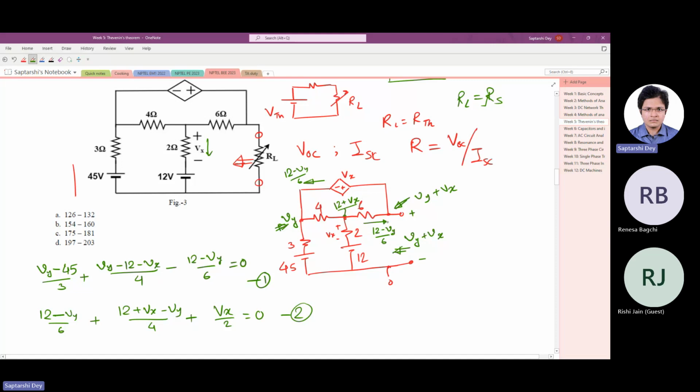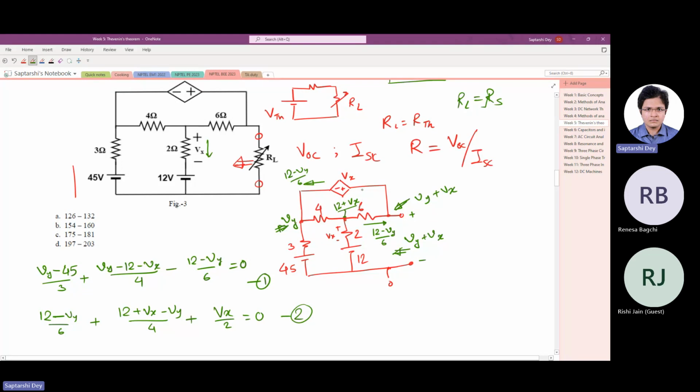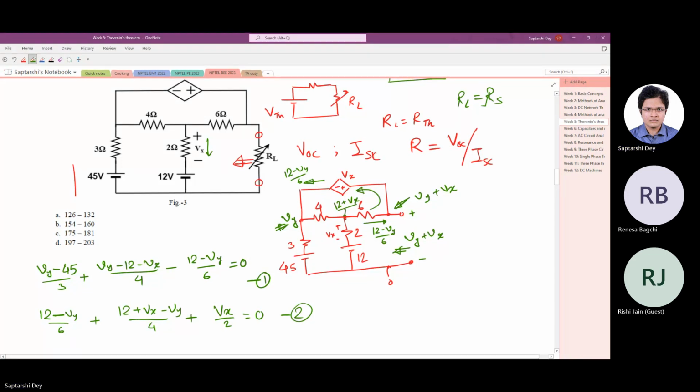So I know the current through the 6 ohm resistor. And since it's open circuited, the same current is flowing through this source. So you need not take an unknown current here. You can simply get (12 minus Vy) by 6. That will make things easier. I told this in the last class also: whenever you are solving circuits, instead of using theorems, first look at the circuit. What will make your job easy?